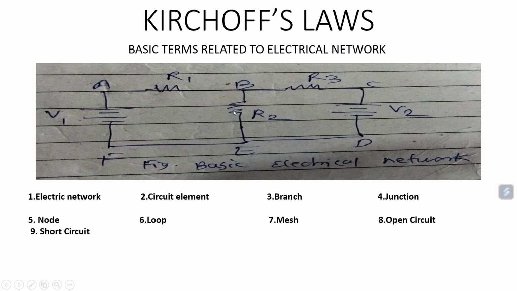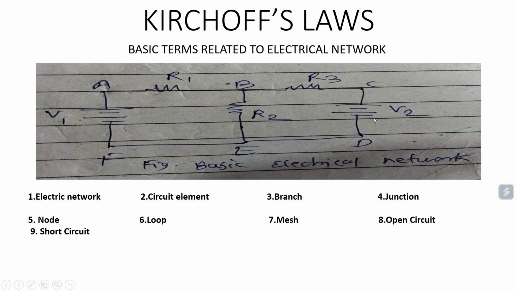So, for example, in this network, A, B, E, F, A is the loop in which no other loop is involved. That's why it can be considered a mesh. Similarly, in loop B, C, D, E, B, no other loop is involved. That's why it can be considered a mesh. Whereas in the case of the A, B, C, D, E, F, A loop, two other loops are involved. That's why it is not considered a mesh. So for this electrical network, there are three loops, whereas meshes are only two.